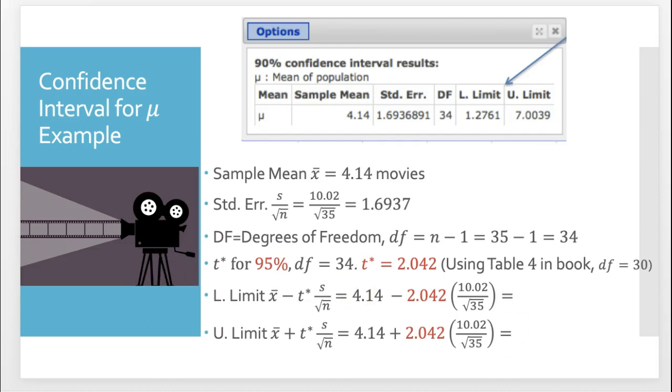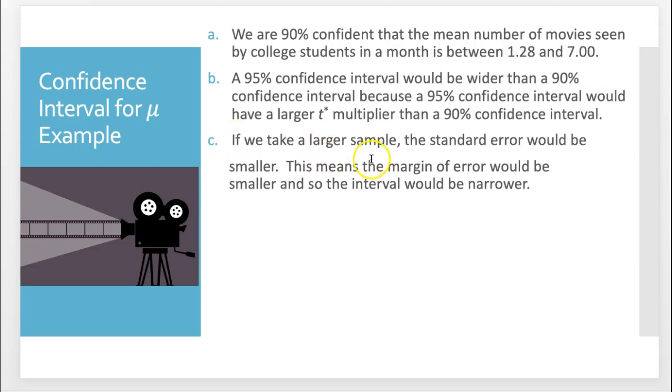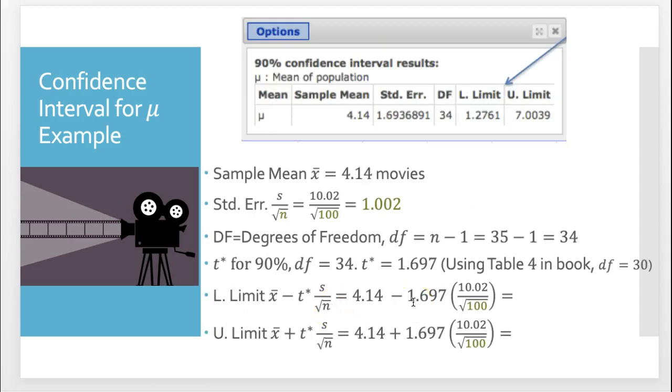Now to answer the next question, it says if we take a larger sample, the standard error would be smaller. This means the margin of error would be smaller, and so the interval would be narrower. Here I revisit the same example, and all I do is change n. Instead of n being 35, I change it to 100. Right away the standard error is going to be smaller, 1.002, whereas before with 35 it was 1.69. So the standard error has decreased, and that's part of the margin of error. So if standard error decreased, the margin of error is guaranteed to decrease.